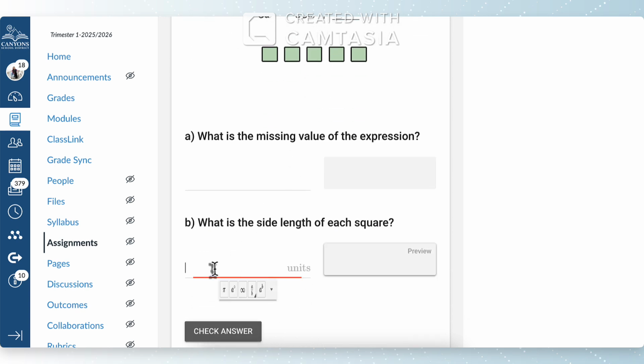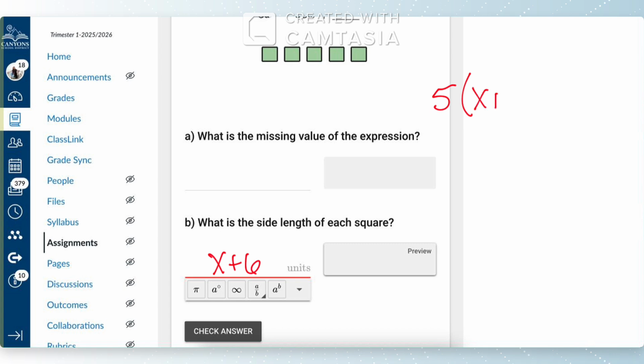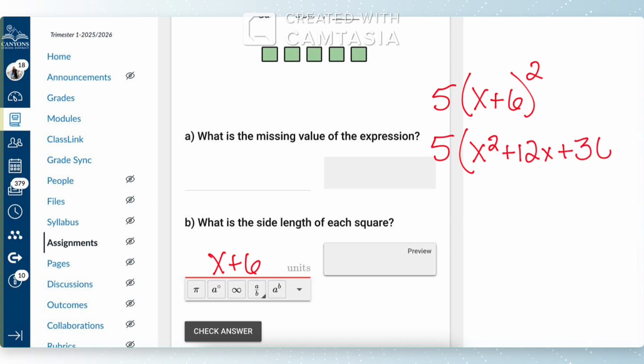So the side length, oh, that's what I could answer, would be my x plus 6. That x plus 6 would be my side length, and I have 5 of them. So 5 times my x plus 6 squared. That's 5 times that x squared plus 12x plus 36. And if I distribute through, oh shoot, but this was a negative 60, wasn't it? Okay, negative 60 just meant that this is a subtract instead of an add. No big deal.